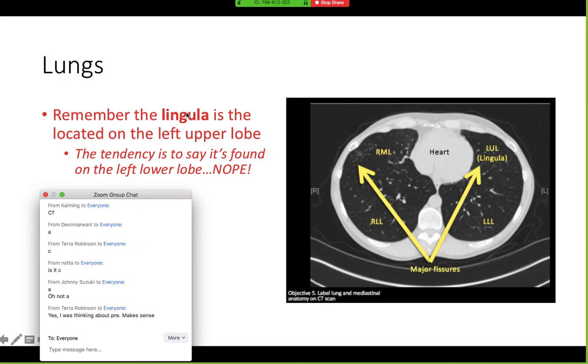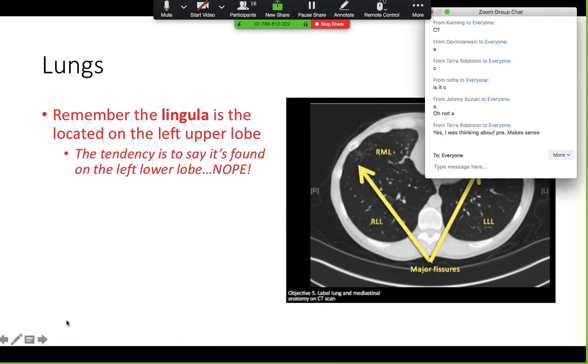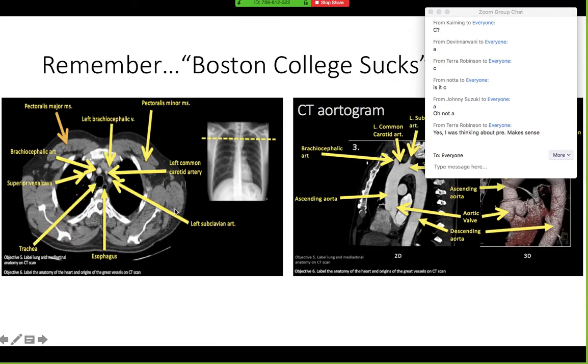And then the lingula. A lot of people want to say that this is on the left lower lobe, because it's the tongue and they think it's hanging down, but it's actually part of the left upper lobe, so don't let that trick you. I'm pretty sure this one was used on the exam last year.